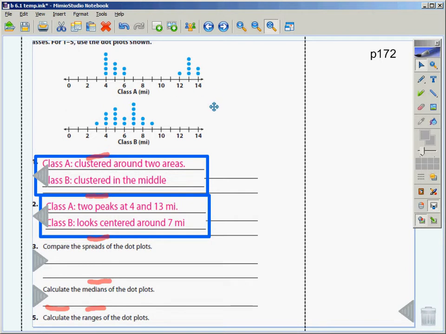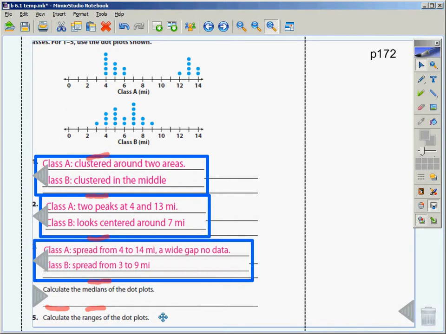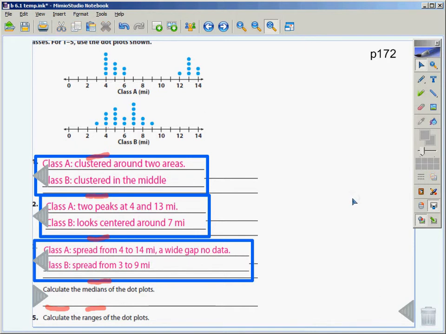What are the spreads in Class A? 14 to 4. Yeah, 14 to 4 and 3 to 9. And notice they even commented that this spread had a what? It had a gap in it. Whoa.